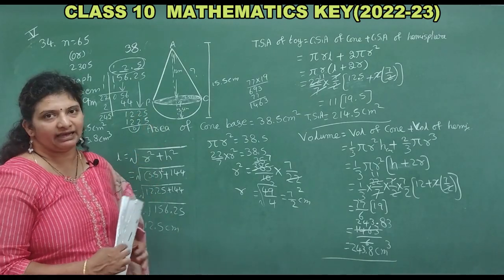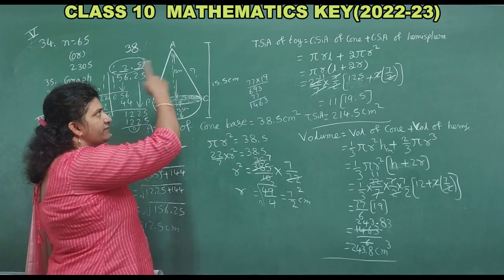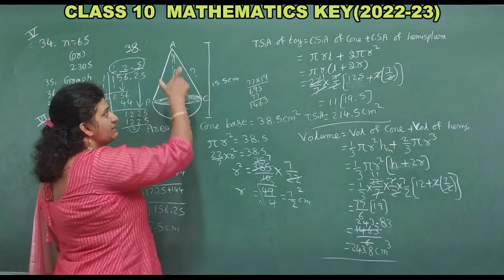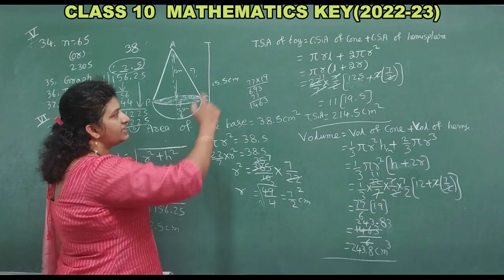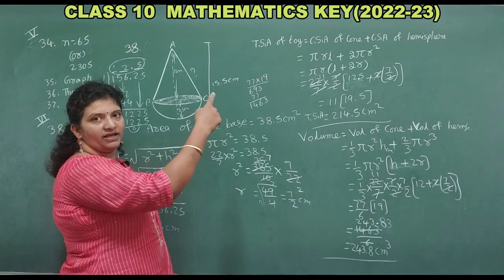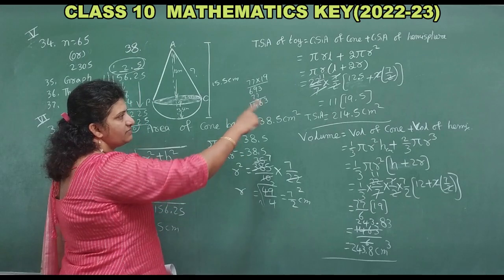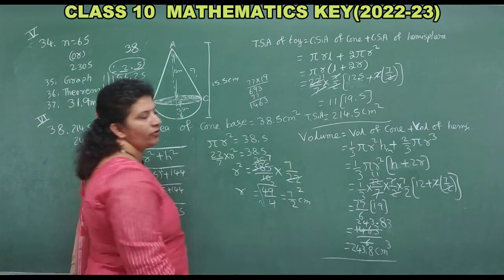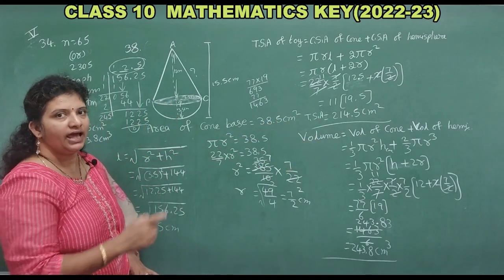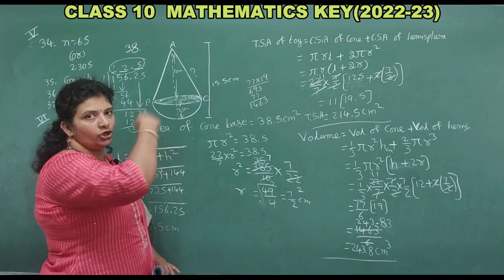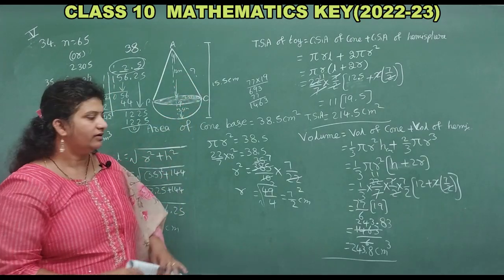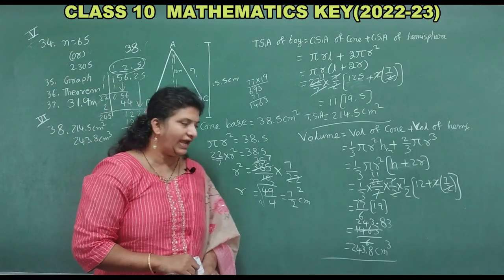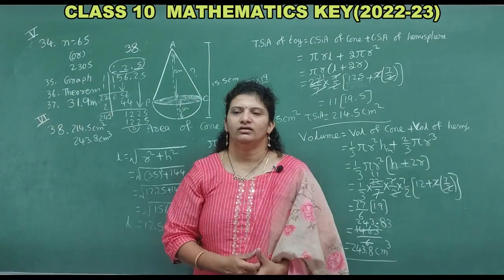After getting the slant height, you need to find the total surface area of the toy. Means CSA of a cone plus CSA of a hemisphere. CSA of a cone formula is pi RL plus 2 pi r square. Substitute, you are going to get 214.5 centimeter square. And another, volume of the toy. Volume of the toy means volume of a cone plus volume of a hemisphere. That will be 243.8 centimeter cube.